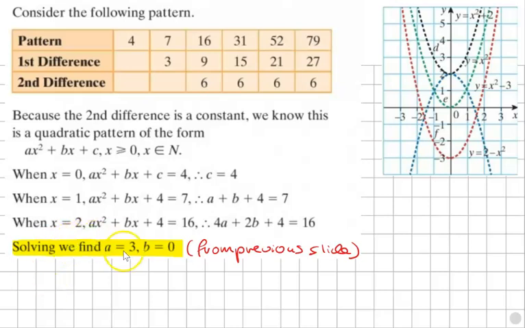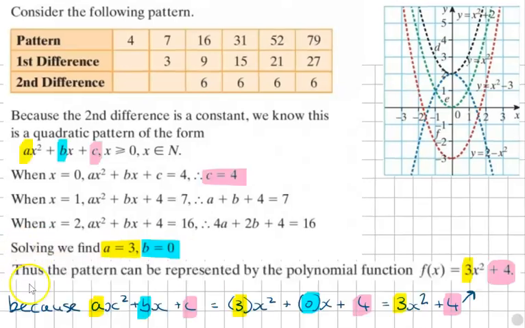So solving, we find a is equal to 3 and b is equal to 0. We worked that out in the previous slide. Thus, the pattern can be represented by the polynomial function f of x equals 3x squared plus 4, because ax squared plus bx plus c is equal to 3x squared plus 0x plus 4, which simplifies to 3x squared plus 4. So the 3 came from here because we worked out a is equal to 3. And the 0 came from here, we worked out b is equal to 0.